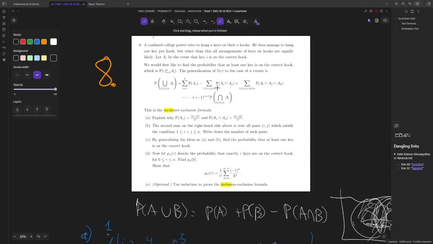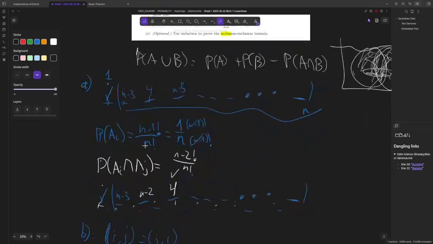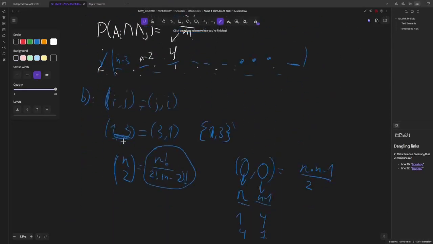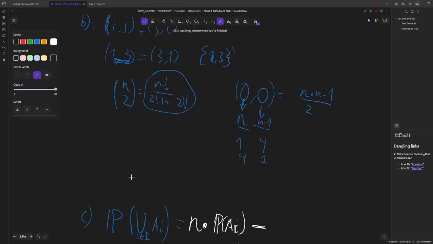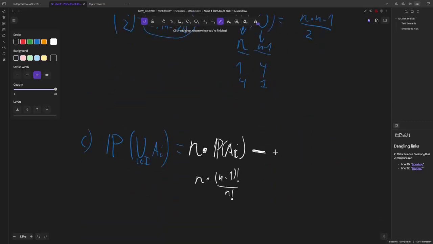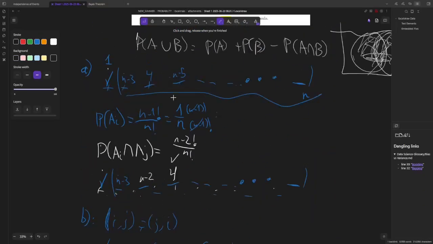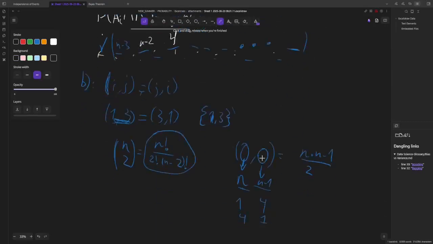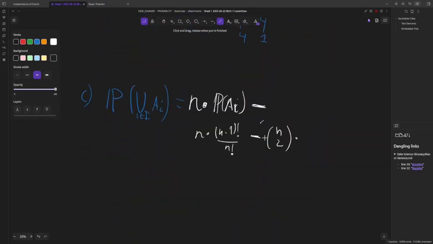Therefore, how many ways to choose pairs? We've calculated that in B. There are n choose 2. So we will have minus n choose 2. And what's the probability of a single pair? We calculated that: n minus 2 factorial over n factorial.